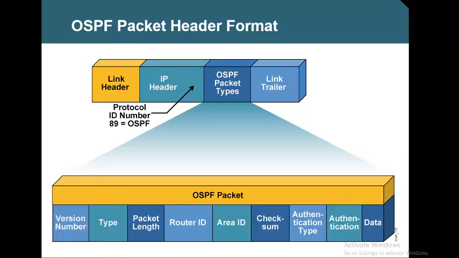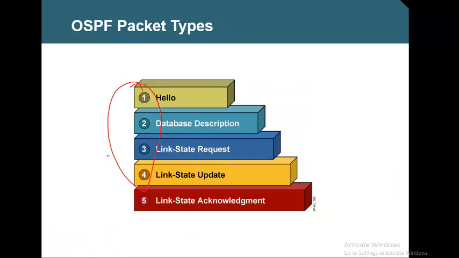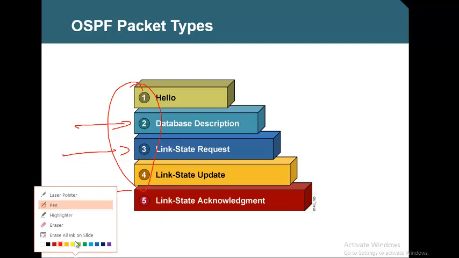So the packet length is all based on how much data is carried. You will not have the same packet length for all types of data. Sometimes DBD will be small, sometimes it will be big. Sometimes LSR will be small, sometimes it will be big. It depends again on what it is sending, how much it is sending.